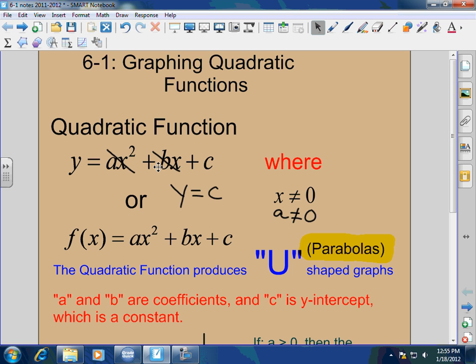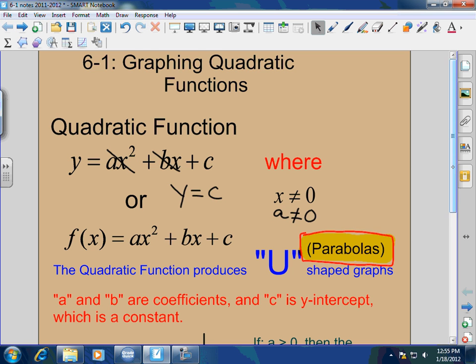Now, the quadratic functions produce U-shaped graphs. And these U-shaped graphs are called parabolas. Okay? Now, there's a lot of stuff to this parabola, so I'm going to do my best to break it down, okay, one by one.